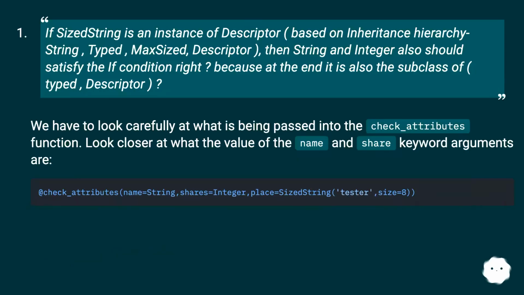If SizedString is an instance of Descriptor, based on the inheritance hierarchy String, Typed, MaxSized, Descriptor, then String and Integer also should satisfy the if condition, right? Because at the end it is also a subclass of Typed, Descriptor. We have to look carefully at what is being passed into the check_attributes function. Look closer at what the values of the name and shares keyword arguments are.